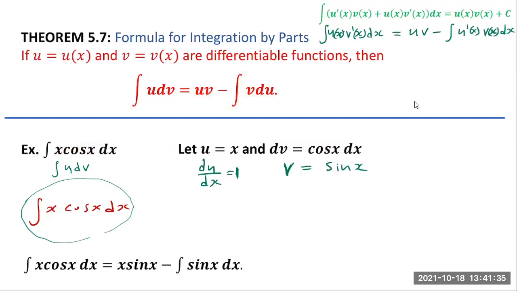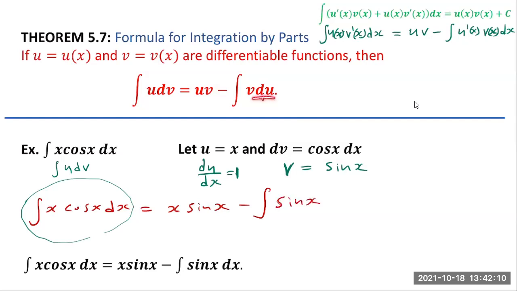What is my u? What is my v? u is x, v is sine x. Now you need to understand why I found my v: because I need v in this formula. I need to plug in v here. That's why I anti-differentiated this equation to find my v. u times v, which is x times sine x, minus the integral of v du. What is my v? v is sine x.